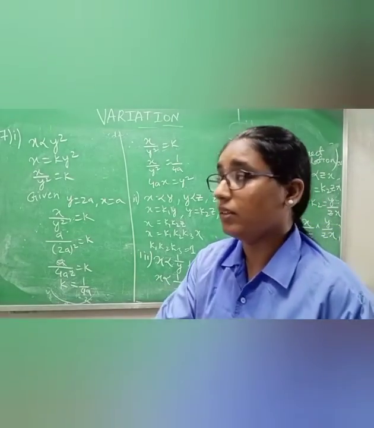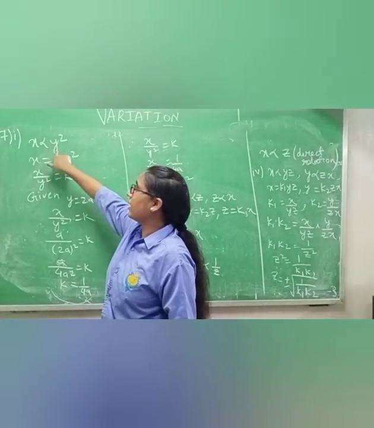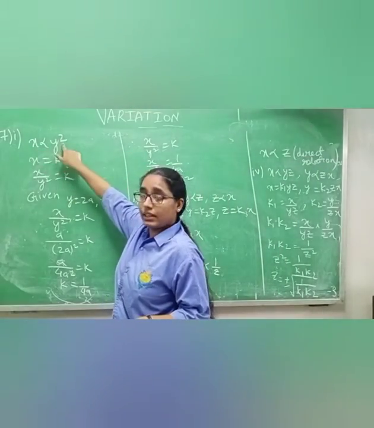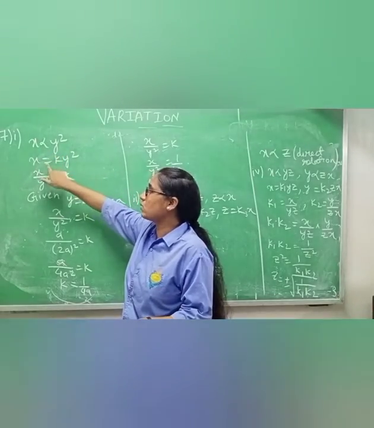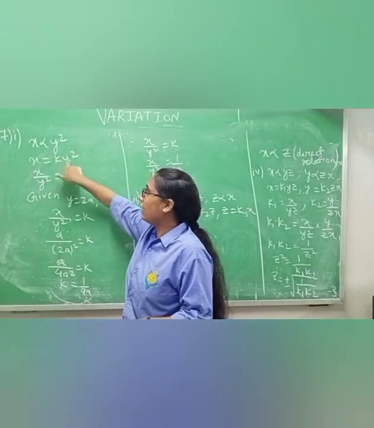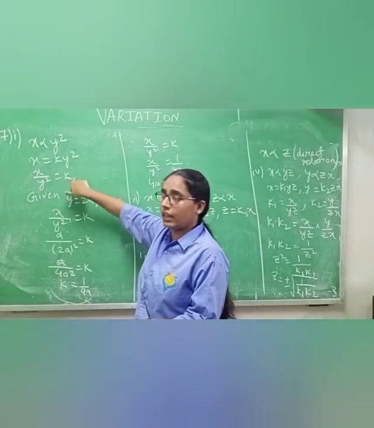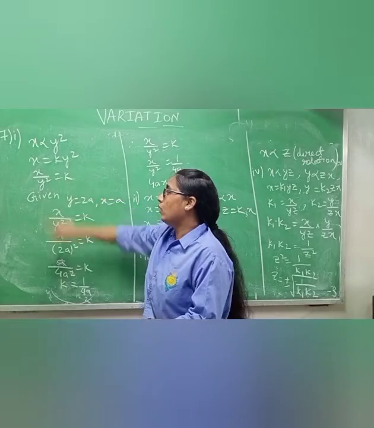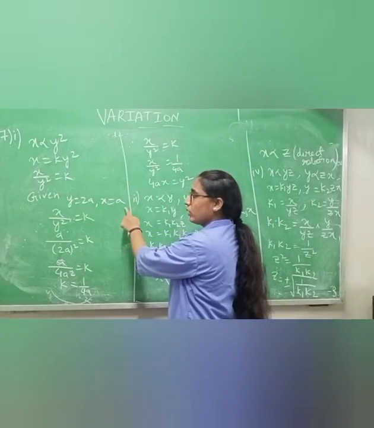So it's very easy. What is given to you? If x varies directly with y square, so I have written x varies directly with y square. I am removing these variations and I will give equals to and k. From here I will take y square this side, so it will become x by y square equals k, and we find the k value. Now what is given: when y equals 2a, x equals a.